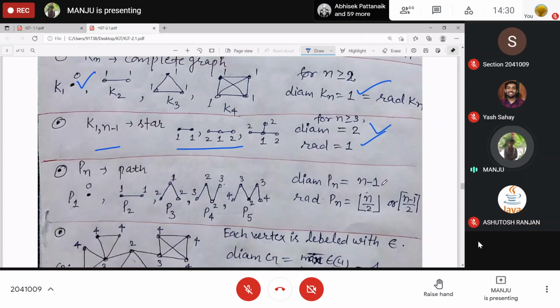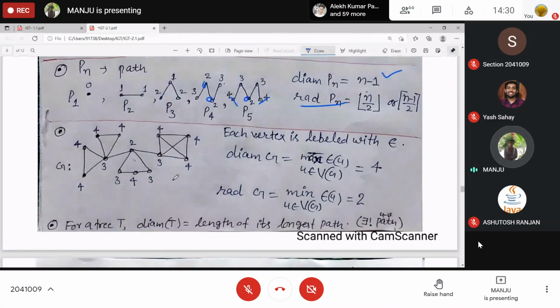Then path. For path, diameter is n minus 1 because the maximum distance is between these two vertices, right? The farthest points. And minimum eccentricity is for the middle one, or for these two, that will be your radius. Eccentricity minimum, that is floor function of n by 2. And for this graph also we discussed eccentricity. Maximum is 4, minimum is 2. That's why diameter and radius respectively.